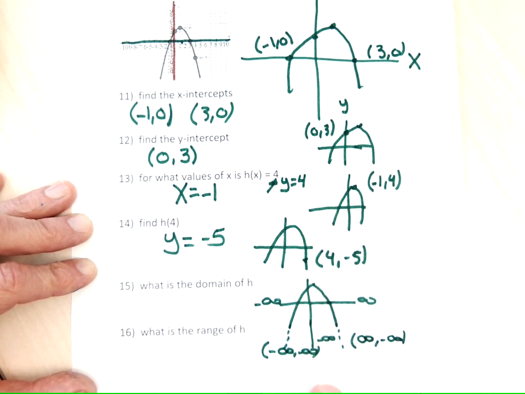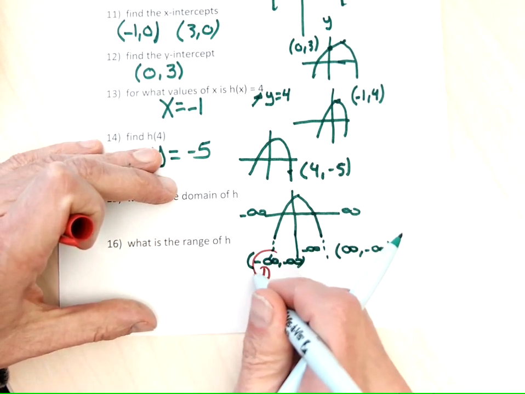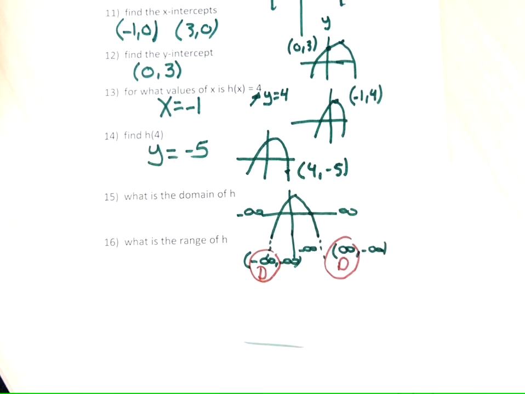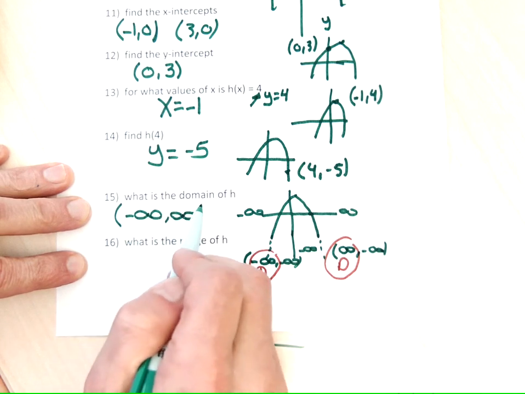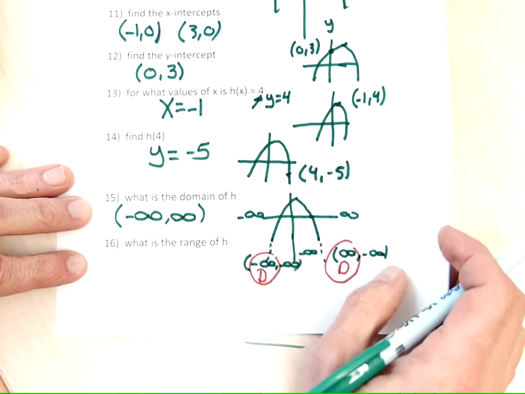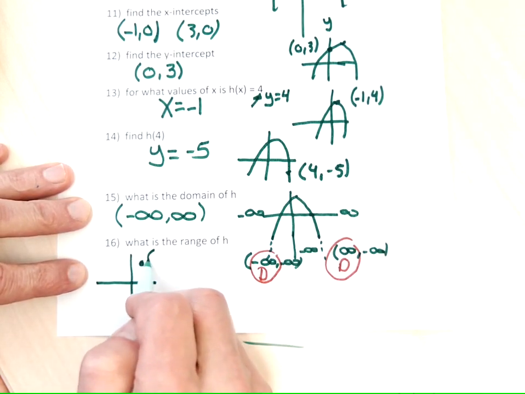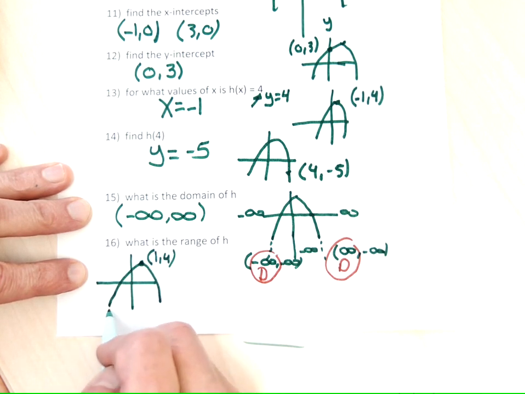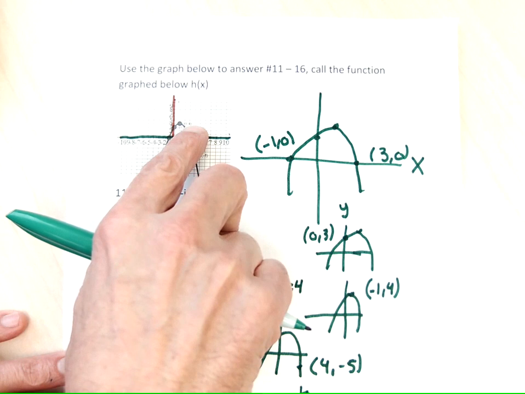To do the domain, I need to know the x-coordinate at the far left edge of the graph and the x-coordinate at the far right of the graph. These are the only points I would need to worry about to find the domain: the left edge and the right edge. The domain for this graph is going to be negative to positive infinity. In terms of the range, I can't get everything on the screen at the same time. I would need the top of the graph, which is this point 1, 4, and the bottom of the graph, and the bottom of the graph is in negative infinity. So for ranges, I need the bottom and the top of the graph. The top of the graph is the point 1, 4.